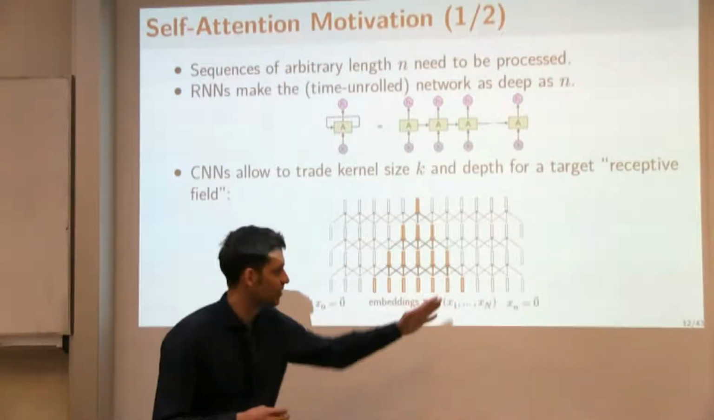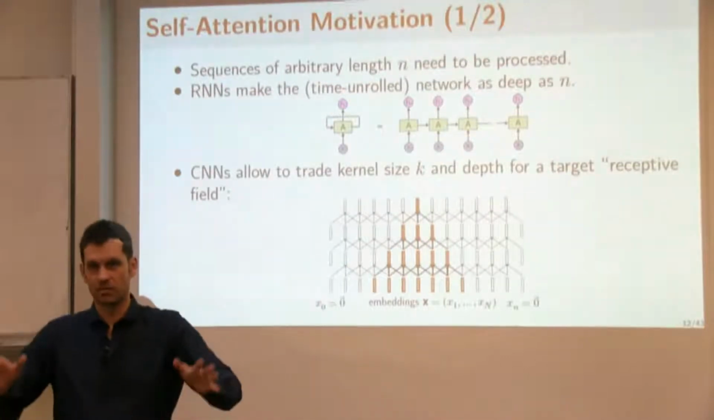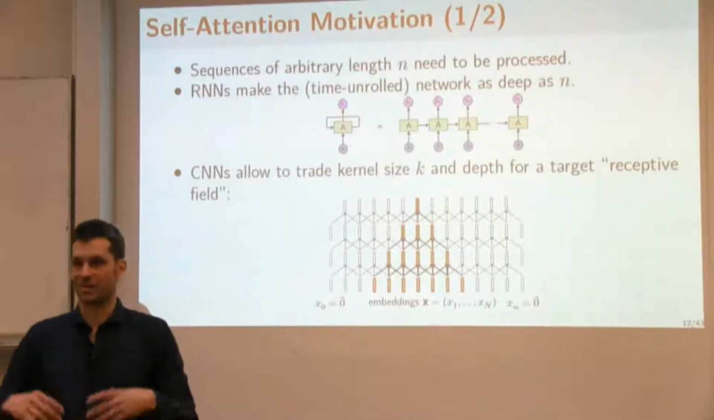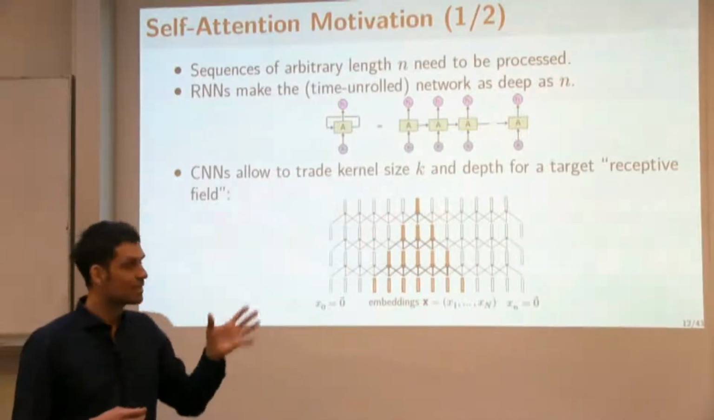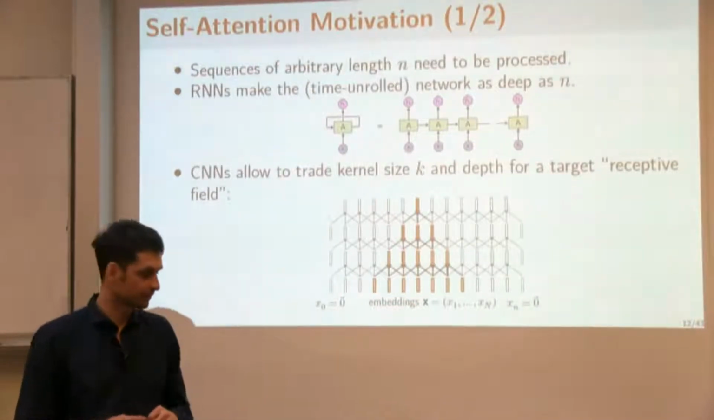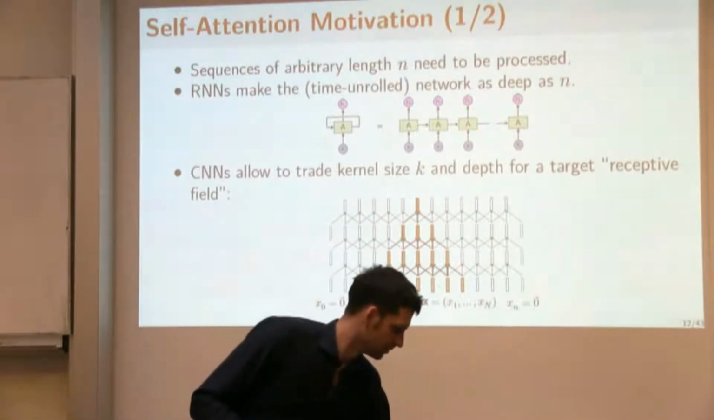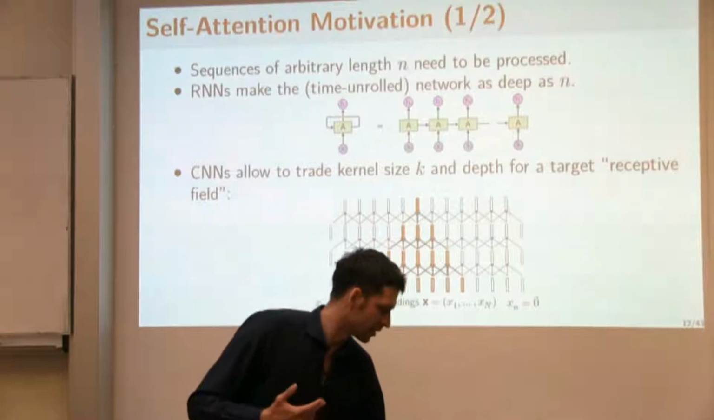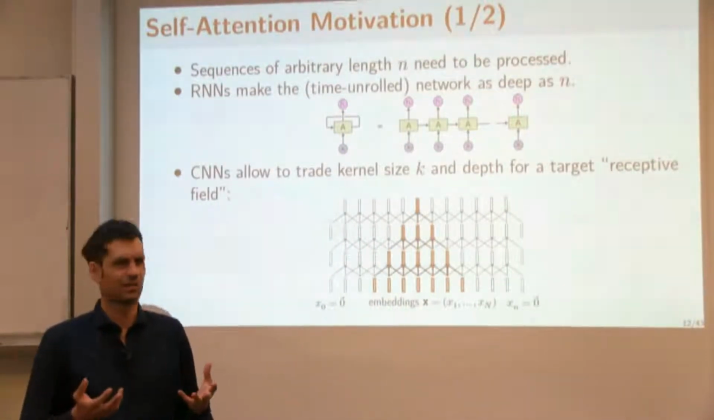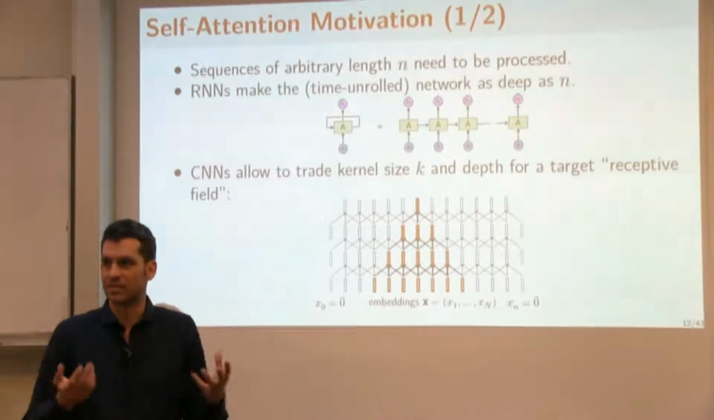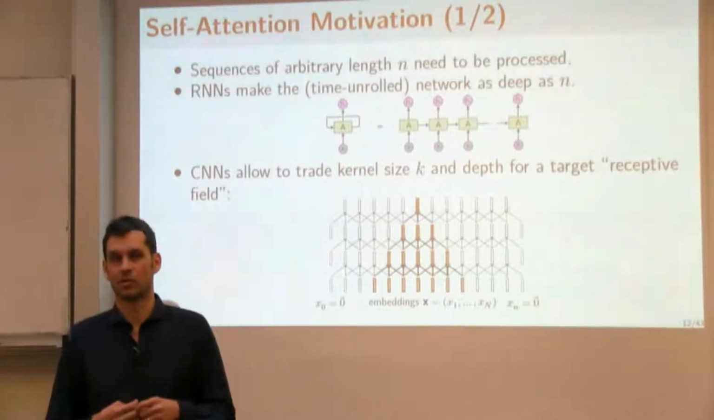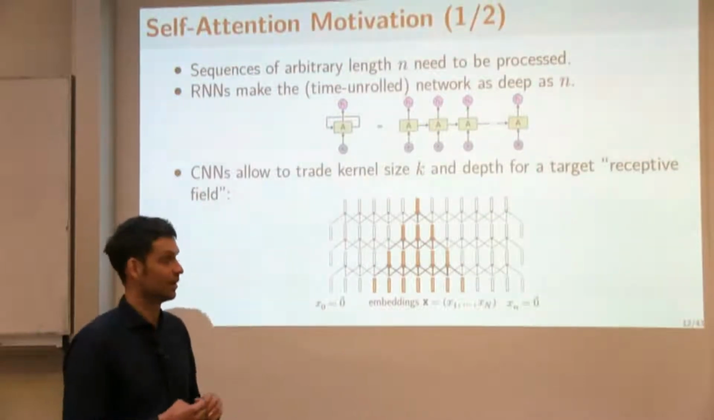And if this receptive field covers the whole sentence, then perfect, you can process the whole sentence in constant time. Constant in the sense of not dependent on the number of positions in the sentence. The parameters, the kernel size and the depth, are then arbitrary, and they would depend on the type of text that you're processing.